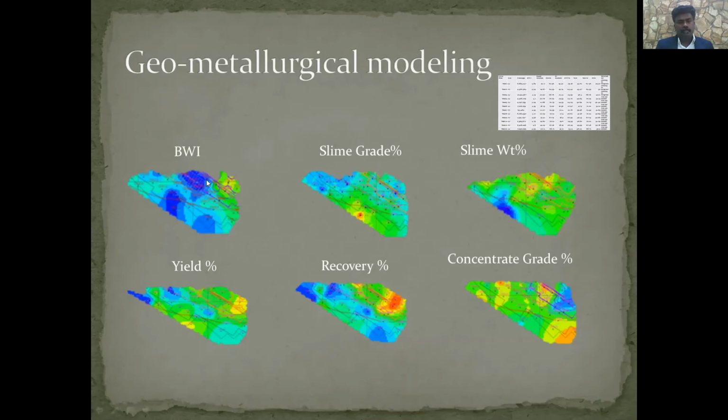Once we have this, we can prepare different modeling layers as per the geometallurgical parameters. If you look at the screen, this data belongs to the same area but shows different parameters. Blue indicates a higher percentage of hardness, and green and red indicate low percentages of the geometallurgical parameters. The first one shows the hardness. The second is the slime grade percentage. The third is the slime weight percentage. The fourth is the yield. The fifth is the recovery. And the final one is the concentrate grade.